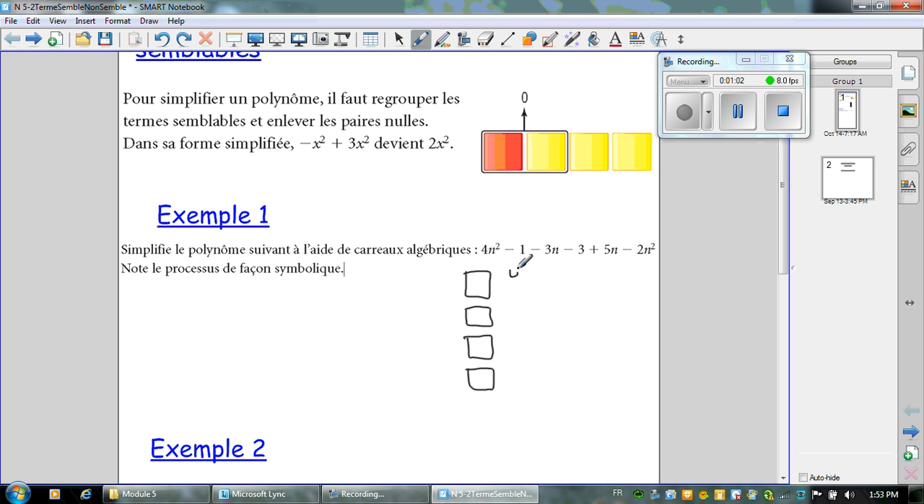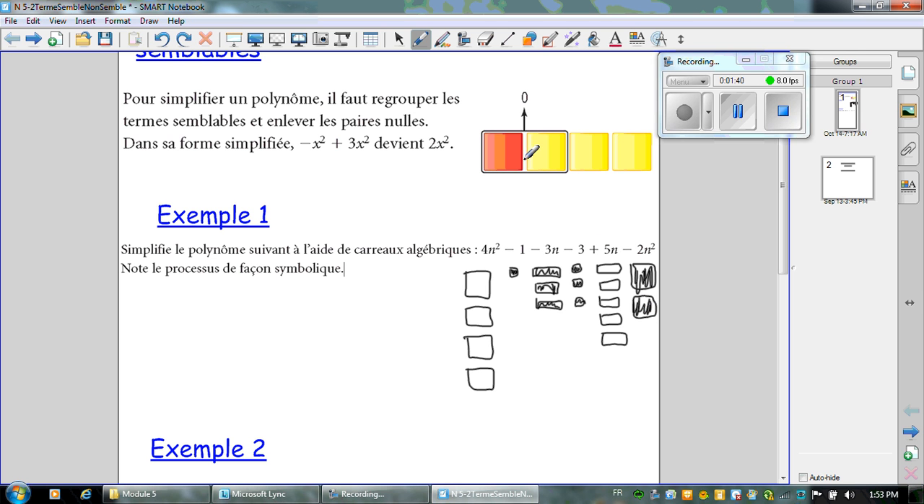Negative 1 would just be one small square filled in. Negative 3 would be three rectangles filled in because they are negative. Fill them in. And then negative 3 would be 3 filled in units. 5 would be 5 open rectangles. And finally, we have 2 huge squares, which represent the degree 2's.